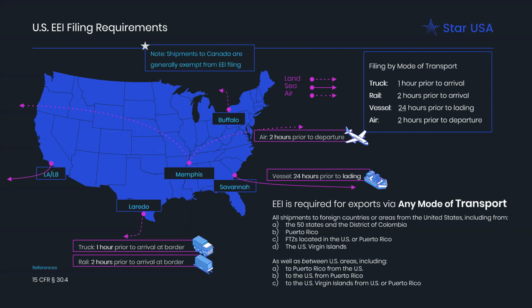EEI is required for exports via any mode of transport. All shipments to foreign countries or areas from the United States, including from the 50 states and the District of Columbia, from Puerto Rico, from foreign trade zones located in the US or Puerto Rico, and from the US Virgin Islands. EEI is also required when shipping between US areas, including to Puerto Rico from the US, to the US from Puerto Rico, and to the US Virgin Islands from US or Puerto Rico.